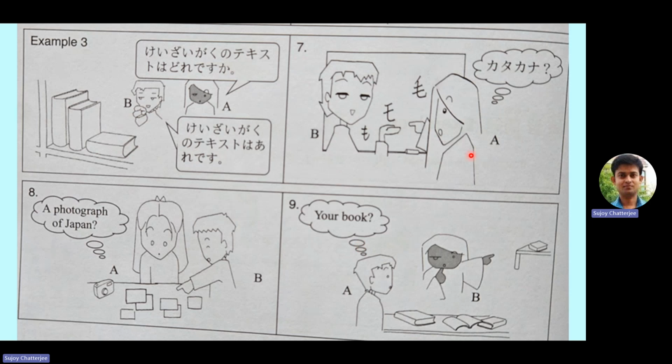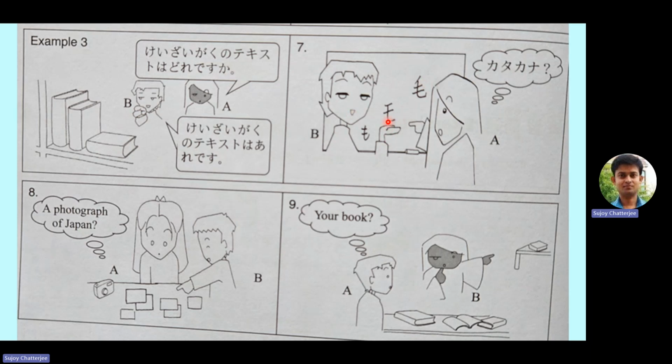In number 7, you can see in the blackboard there are a few characters written. One is kanji, one is katakana, one is hiragana. All three are different. So A is asking, which among these is katakana? And the person is saying that this one is katakana.